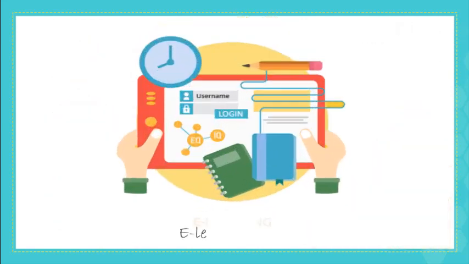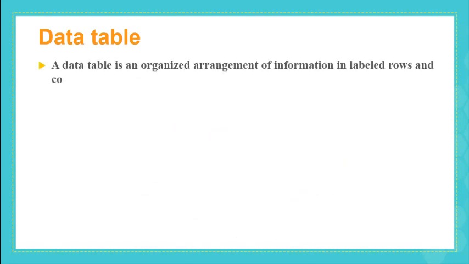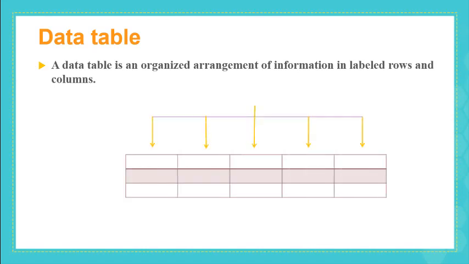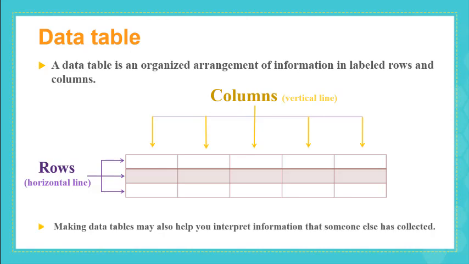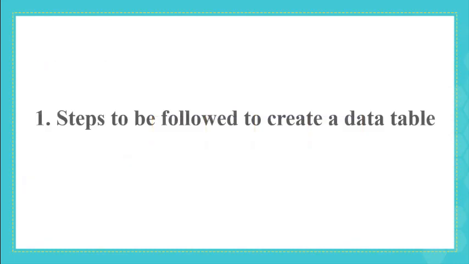What is a data table? A data table is an organized arrangement of information in labeled rows and columns. These are the columns, vertical lines, and these are the rows, horizontal lines. Making data tables may also help you interpret information that someone else has collected. To create a data table, you should follow the following steps.